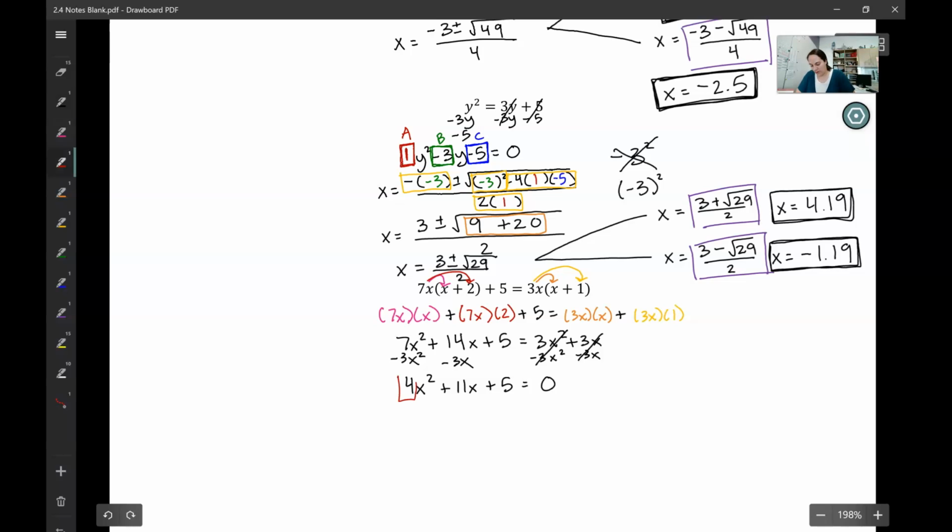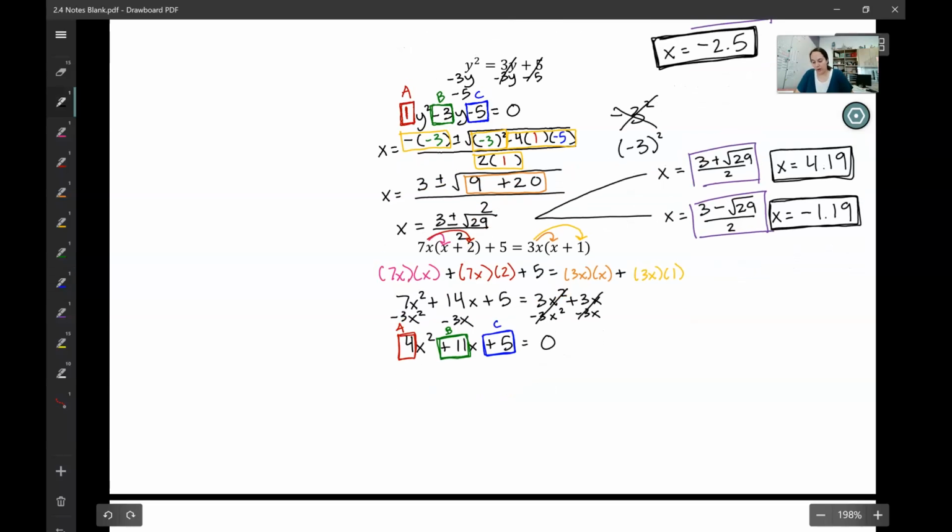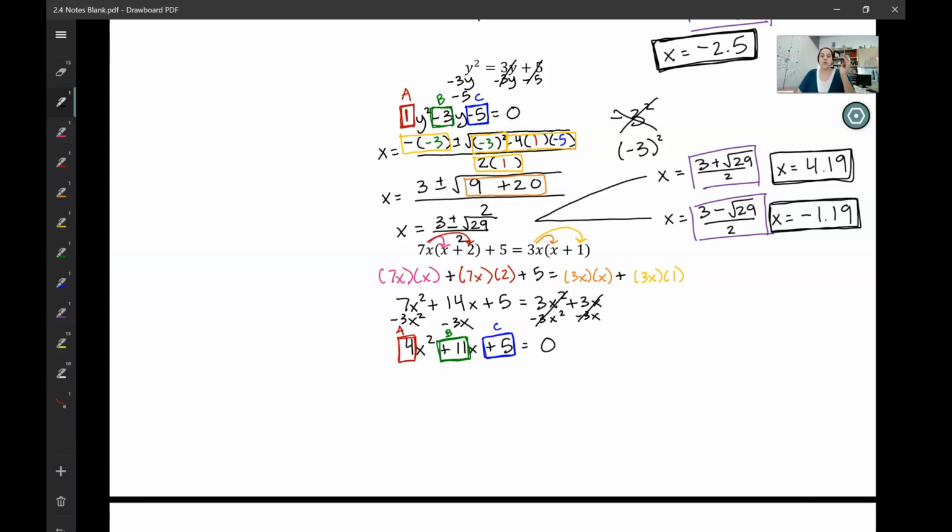So now you can see that 4 is your a, positive 11 is your b, and then positive 5 is your c. So this time I want you to pause the video, try to plug this one into the quadratic formula, and simplify it all on your own, and then you can play the video and make sure you got it right.